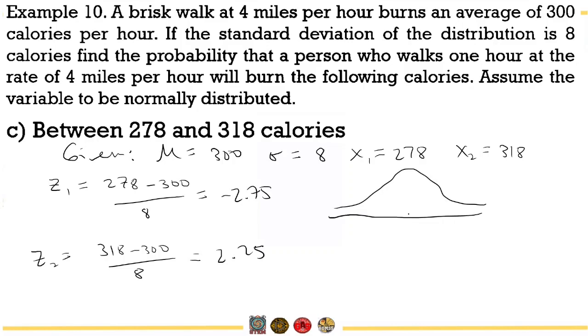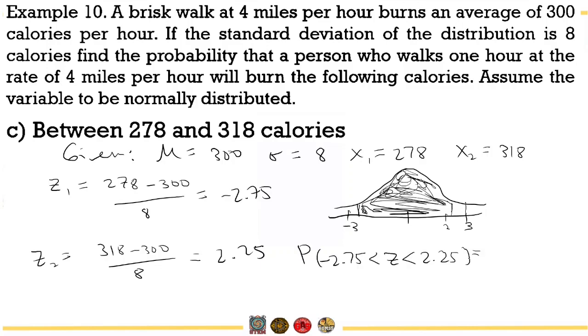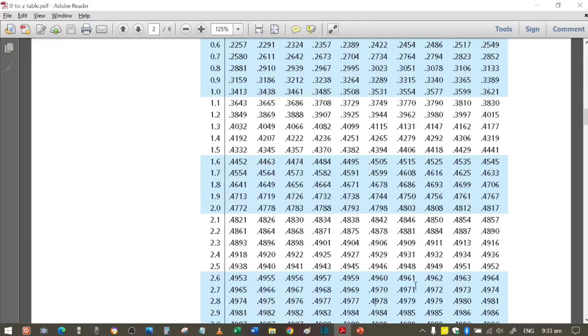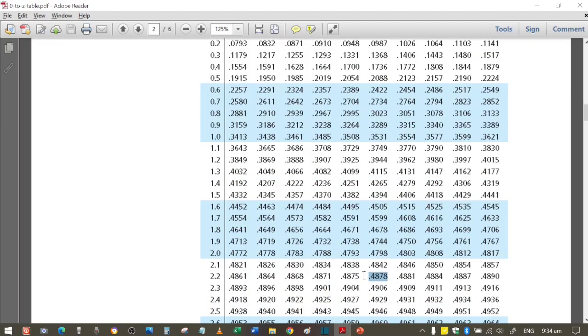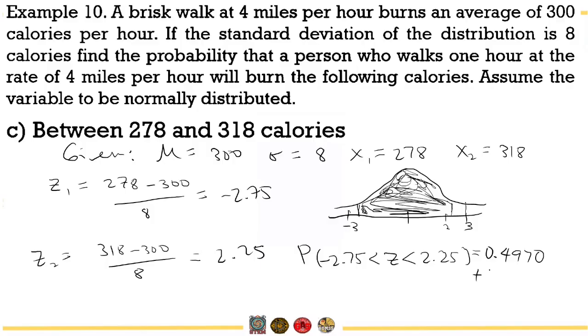2.25. So this is a very large area, right? 2.25 is more or less here. Obviously, we will add the area that corresponds to the z value. So what is the z value? So let's have the notation. Okay. So what is 2.75? 2.75 is 0.4970. Okay, 2.25 is 0.4878. Okay, so very large area or very high probability.